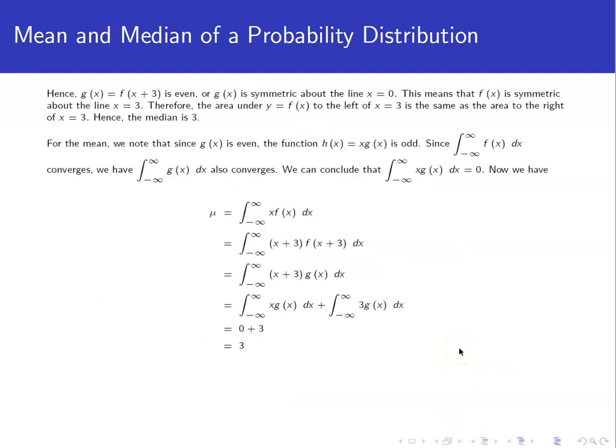All right. So that means that our area to the left of x equal to 3 is the same as the area to the right, and that's exactly what we would need in order for the median to be 3.